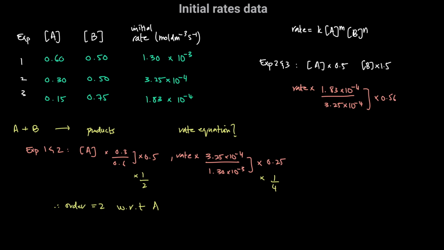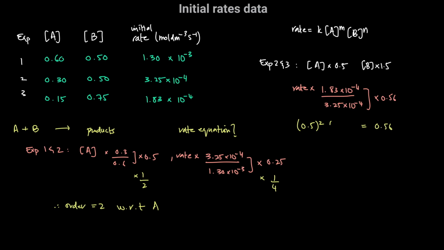So we know that from experiment 2 to experiment 3, if I'm changing the concentration of A by a factor of 0.5, the rate is affected by a factor of 0.5 squared. That's the effect that A has on the rate, right? And I know that the overall effect on the rate over here is 0.56. The overall effect is that the rate is changing by a factor of 0.56.